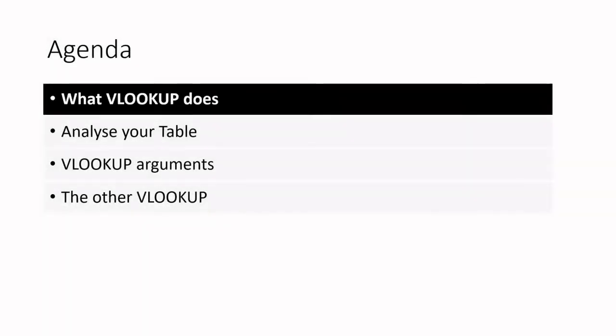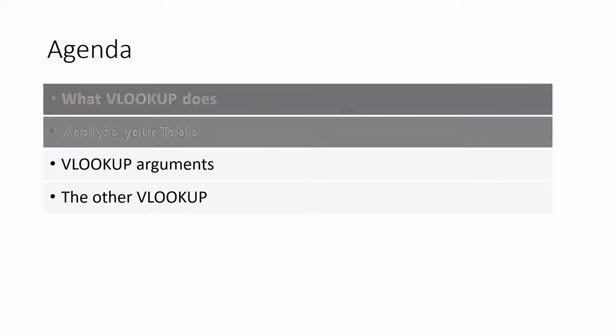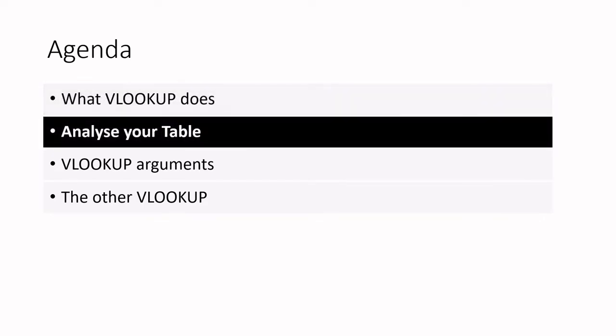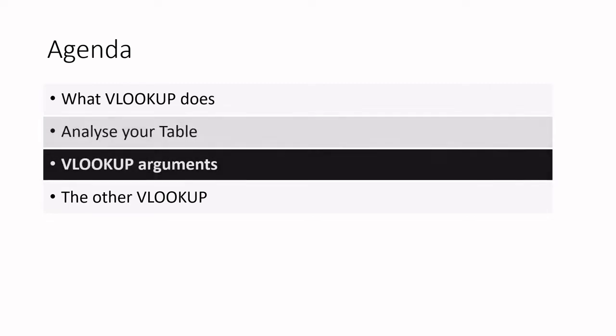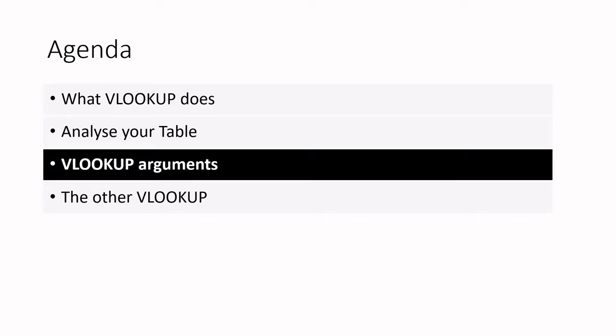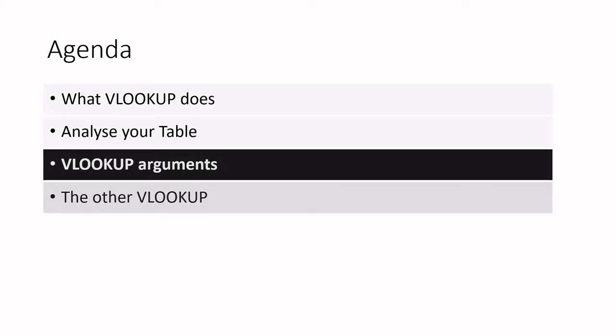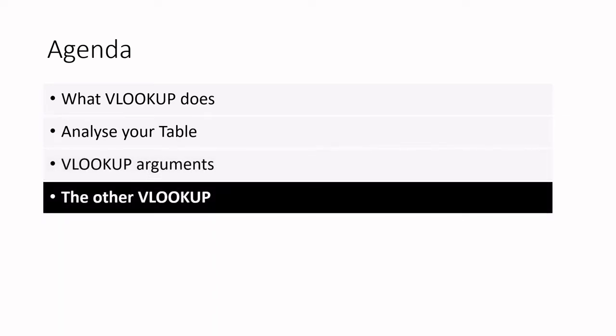Enough said, let's have a quick look at today's agenda. As the title told you, it's all about the VLOOKUP. First, we take a look at what actually happens when we use this function. Second is analyzing our tables, where we want to build the connection. Then we have a look at the function and its arguments itself. And in the end, I'll tell you about the other VLOOKUP, so stay till the end. This might surprise you and help you to save time too.